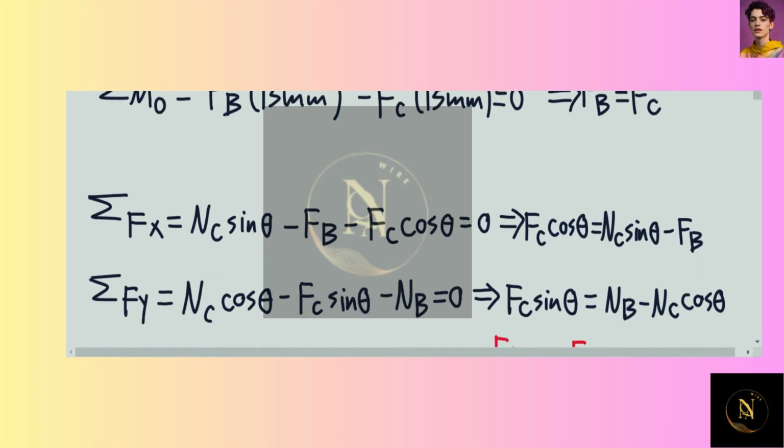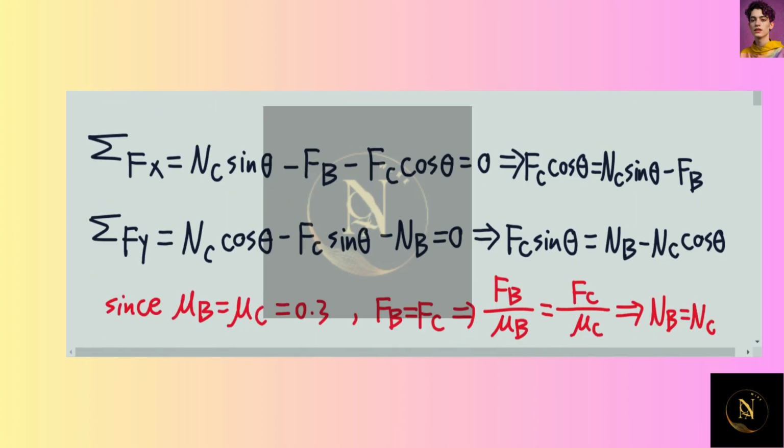Then the net force along the y direction is NC cosine theta minus FC sine theta minus NB equal to 0. So we have FC sine theta is equal to NB minus NC cosine theta. NB here is the normal force at point B. And remember, since mu B and mu C are equal to 0.3, FB over mu B is equal to FC over mu C. This gives us NB equal to NC, which means the normal force at point B is equal to the normal force at point C.